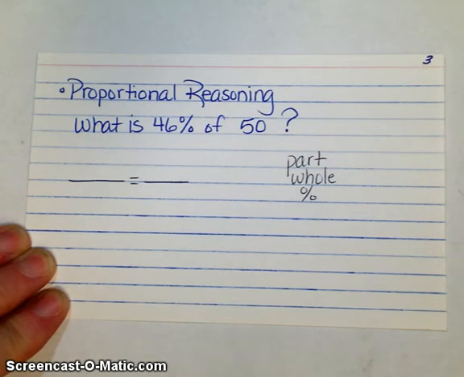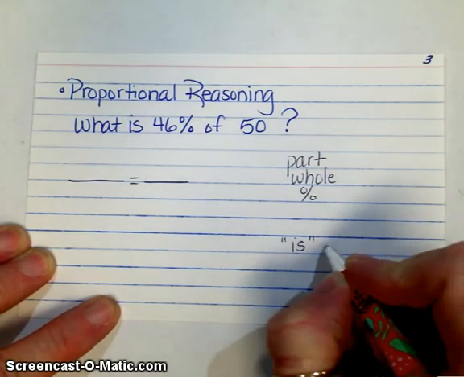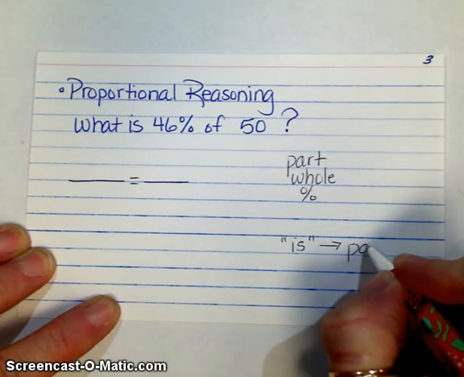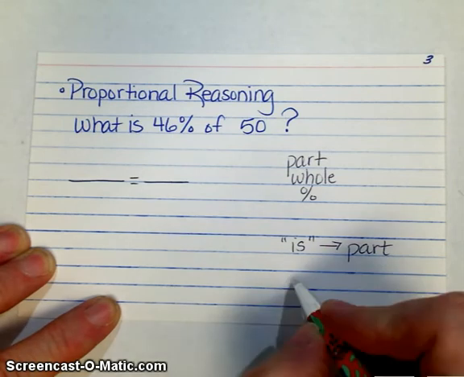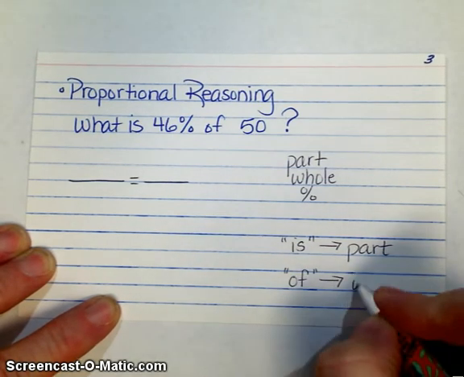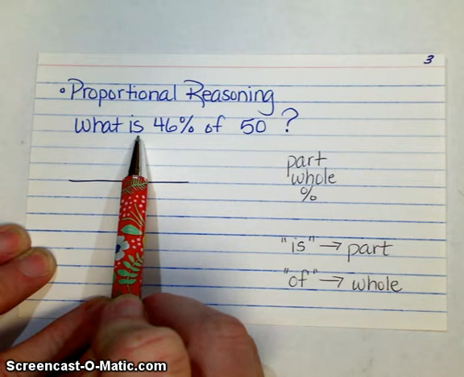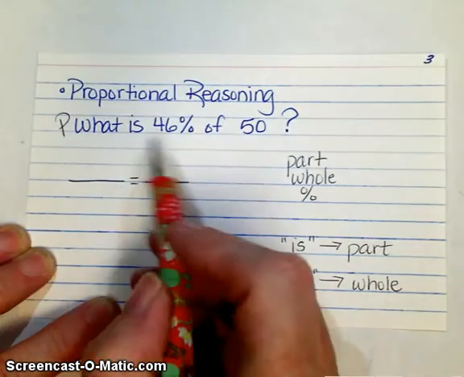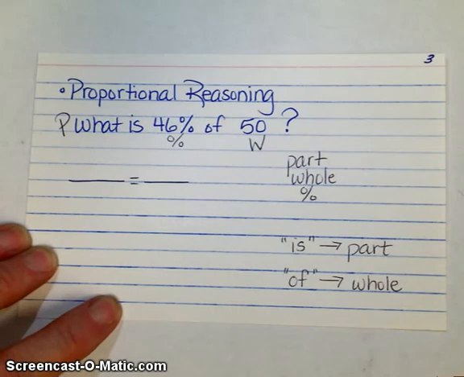The next thing that I want to tell you is a kind of a trick that works almost all the time. When you see the word is, the part is usually right next to the word is. If you see the word of, what's usually right next to that is our whole number. So if I look at this, this says what is, so that means this is our part. What is 46% of 50?